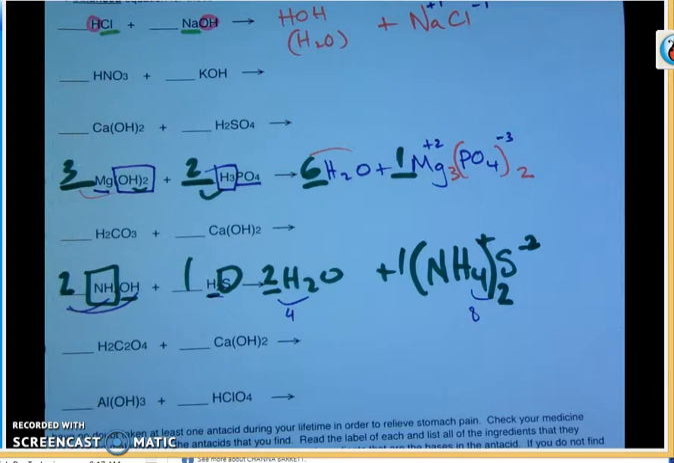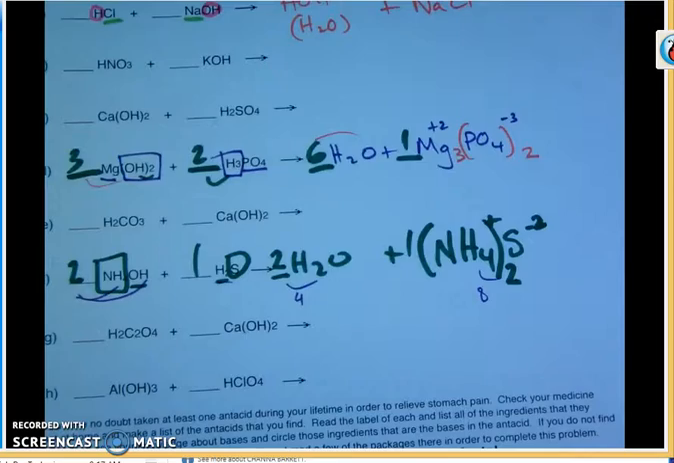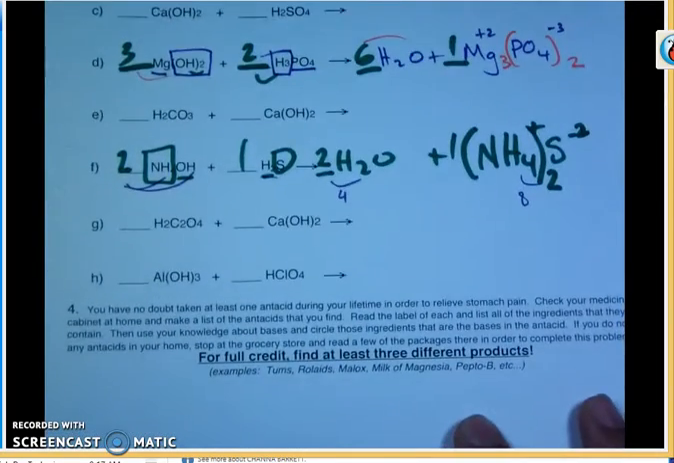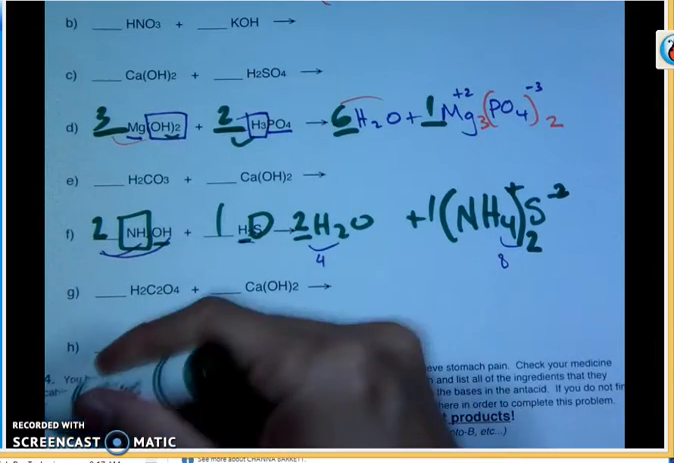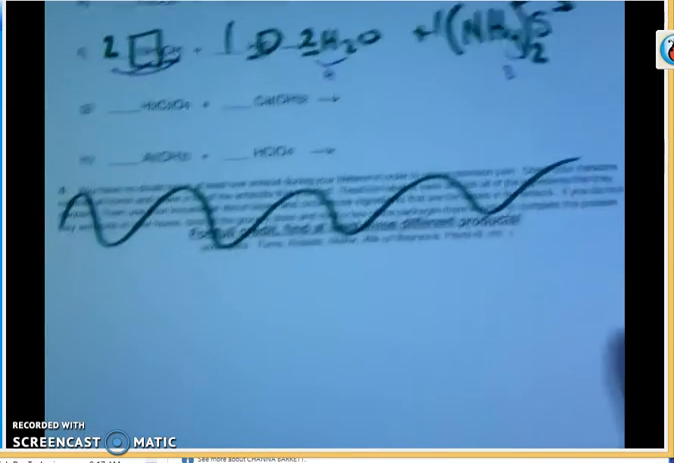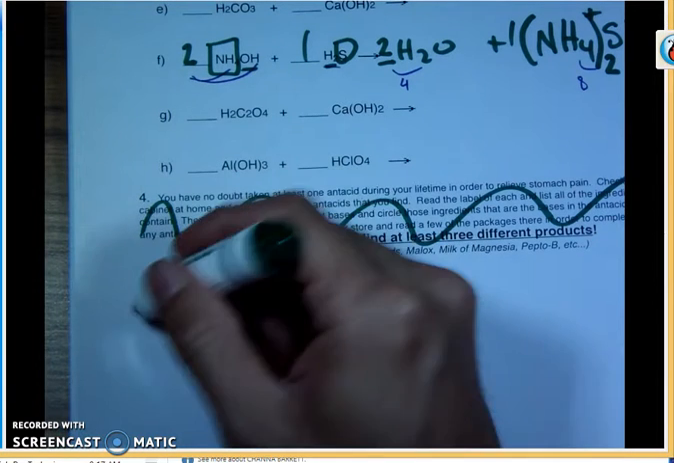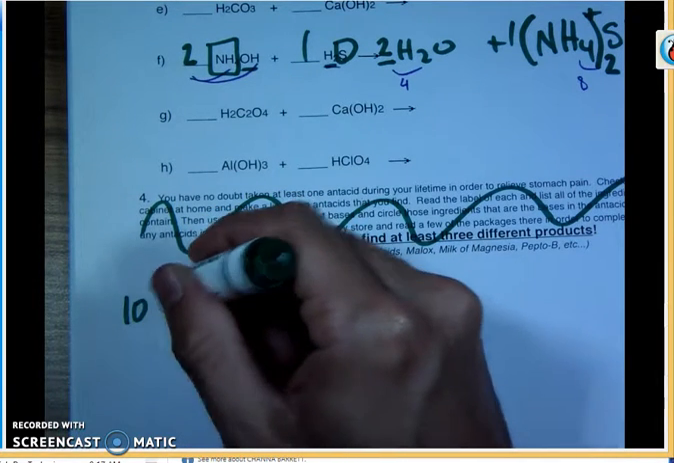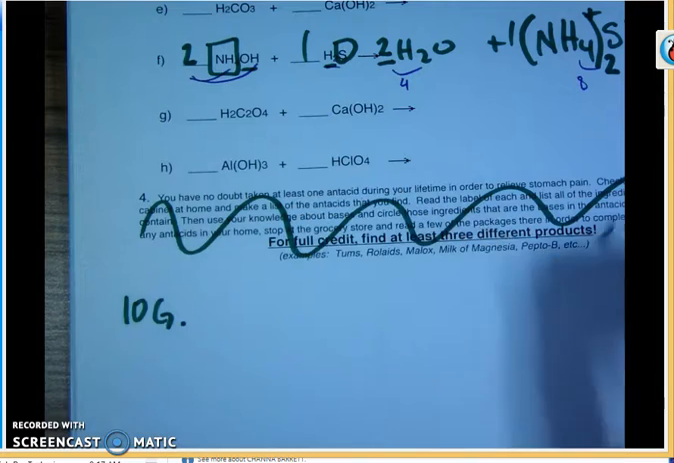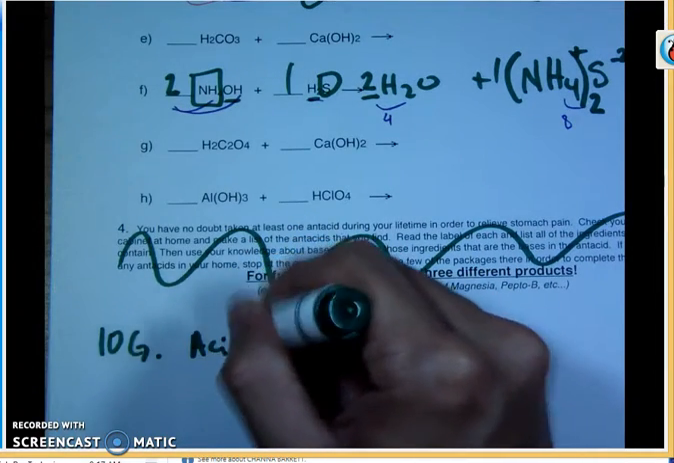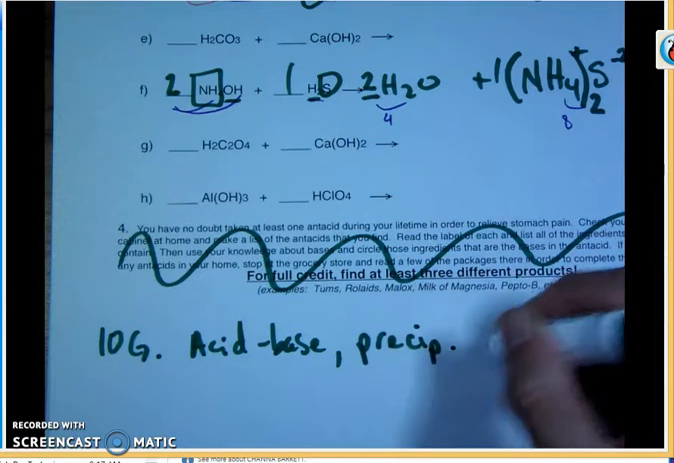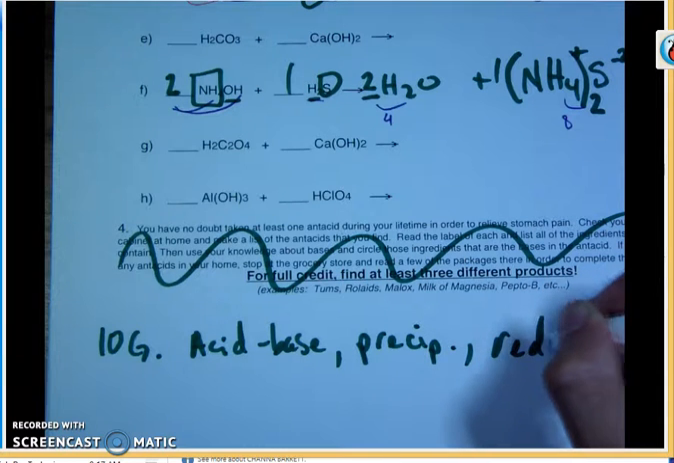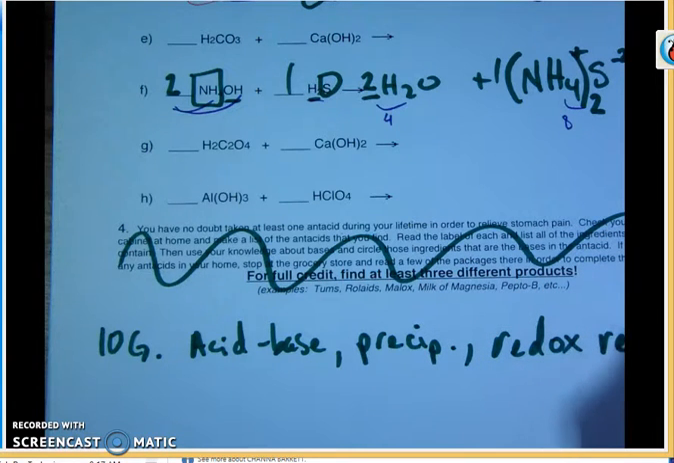Recognize that these are acid-base reactions, right? And so for the standards, don't worry about number 4 down here. The standard that we're supposed to learn, I think it's 10G. It says identify and distinguish between acid-base reaction, precipitation reaction, and redox reactions.